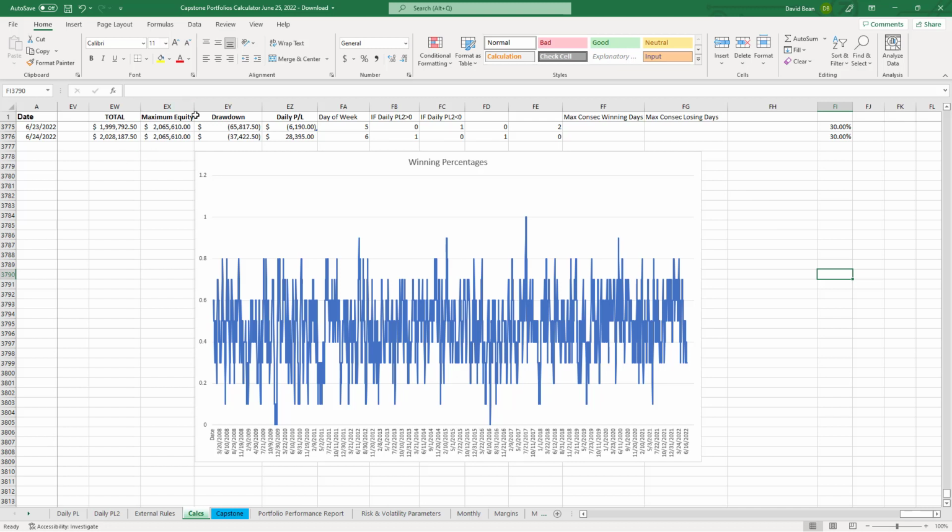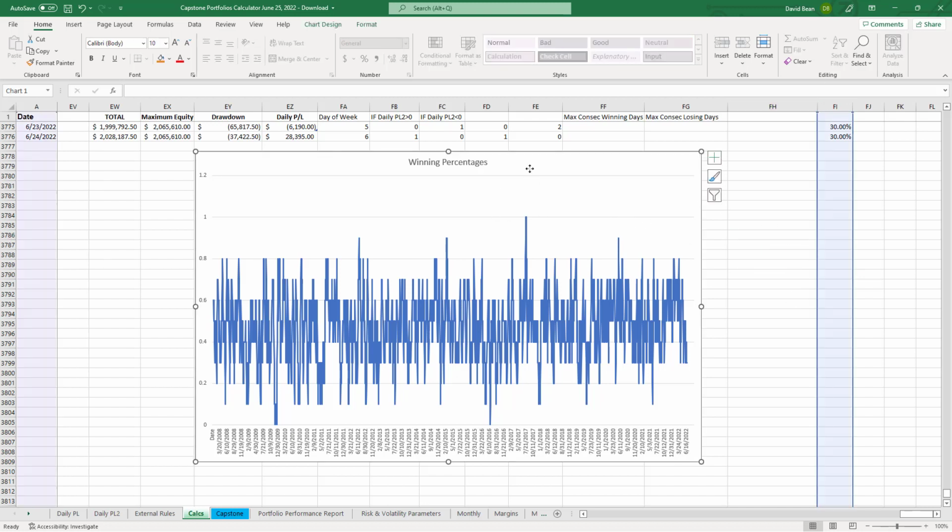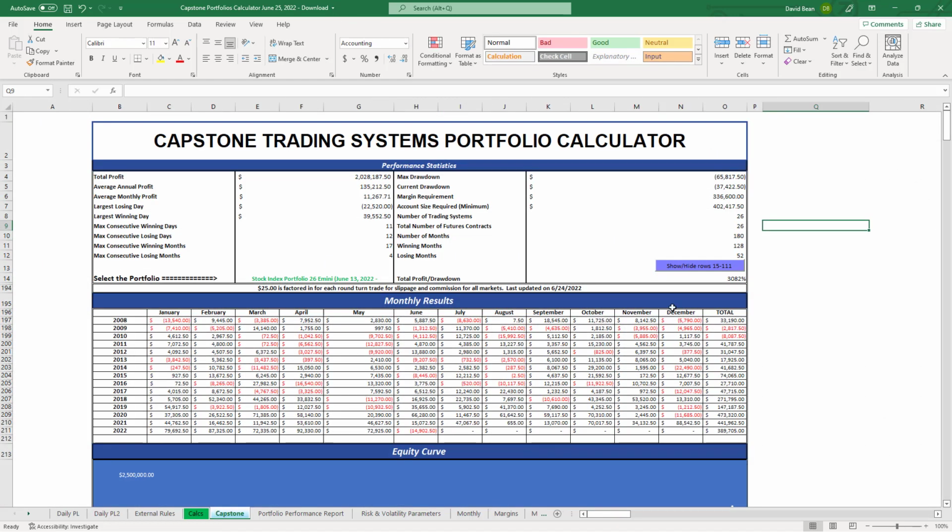And you have to rework this calculator to multiply the daily P&L by 0 if it's less than that threshold, or if it's greater than that threshold, time the threshold. So something I may work on in the future, but I wanted to share that with you, as well as the latest portfolio calculator results and some potential updates.